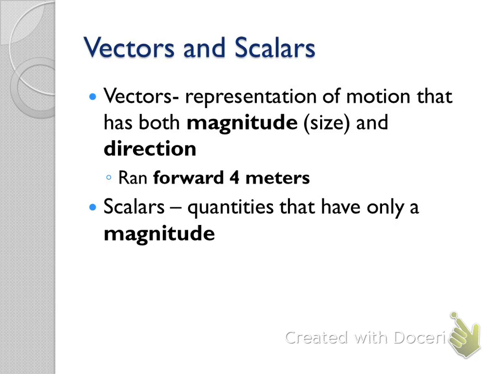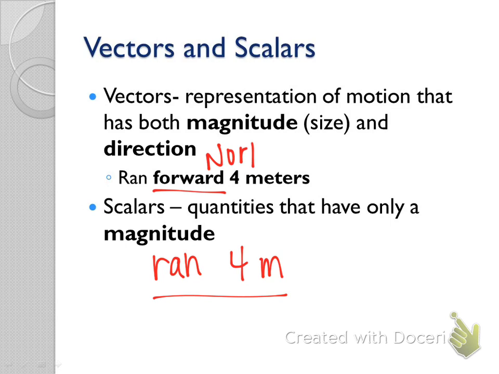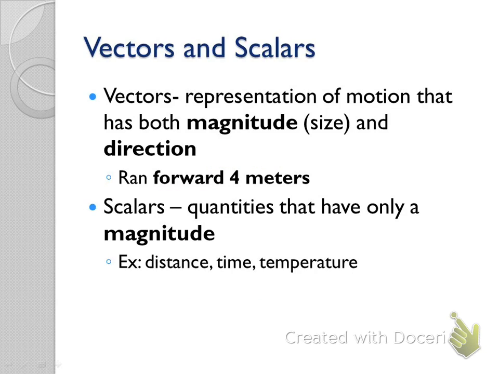Scalars only have a magnitude, and a magnitude would just be, let's say, if I say I ran 4 meters, it doesn't tell me in which direction. So this would be a scalar. But if I said I ran north 4 meters, that's a vector. That's an indication of a displacement because it includes direction. So some examples of scalars are distance, time, and temperature.